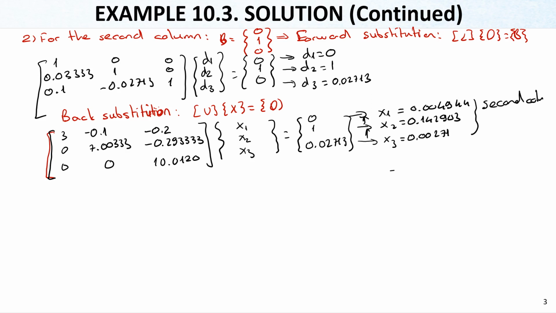Second column of A inverse. So when we used 1, 0, 0, applied forward substitution, back substitution, we obtained the first column of A inverse. Now here we use 0, 1, 0 for forward substitution and then back substitution. Then we obtain the second column. Similarly, we will use the third ones for the third column. B's are 0, 0, 1. The third row is 1 now.